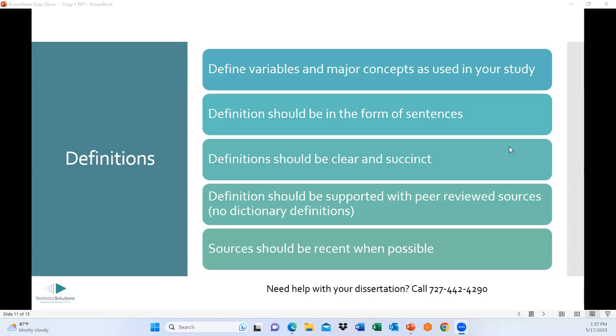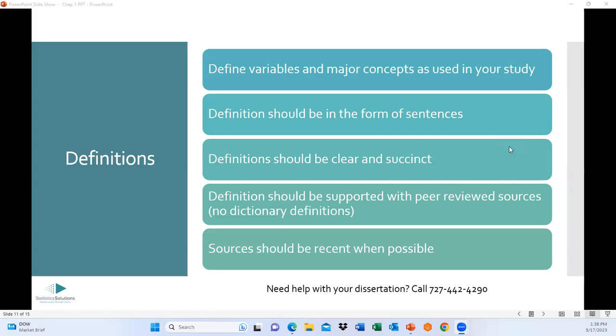Sources should be recent when possible. That's not so important here, but my guidance is that throughout the whole study, things should be as recent as possible, right? Because remember, this is a study happening now. Unless something is foundational to understanding the topic, it's okay to include foundational material, but you don't want a lot of material from 10, 15, 20 years ago. You want most of your material to be recent.